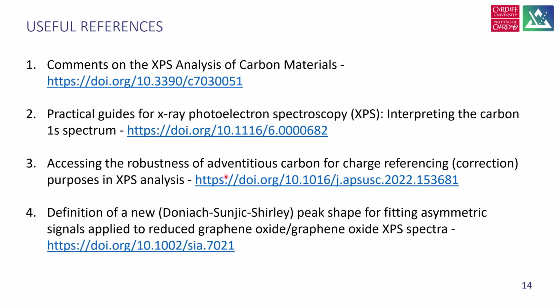This is the paper by Mark Basinger in terms of adventitious carbon referencing, and this is one which was done partly with the National Facility, myself and Neil Fairley of Casa XPS fame, and it talks about using a Doniach-Sunjic type Shirley combined peak shape for fitting asymmetric signals for graphene oxide materials. This is a little bit more advanced, but very useful nevertheless to understand carbon spectra.